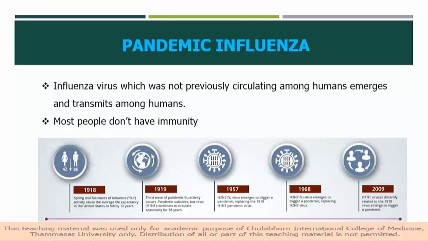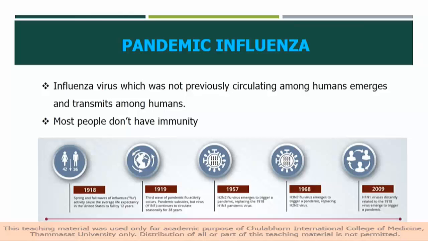Okay, next is pandemic influenza. Once the pandemic influenza viruses occur, these strains were not previously circulating among humans, so most people don't have immunity. This virus may emerge, circulate, and cause large outbreaks outside of the normal influenza season.